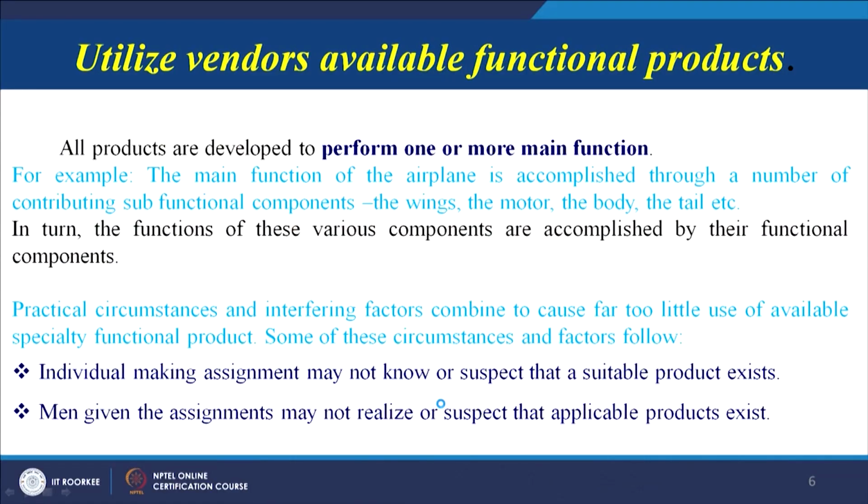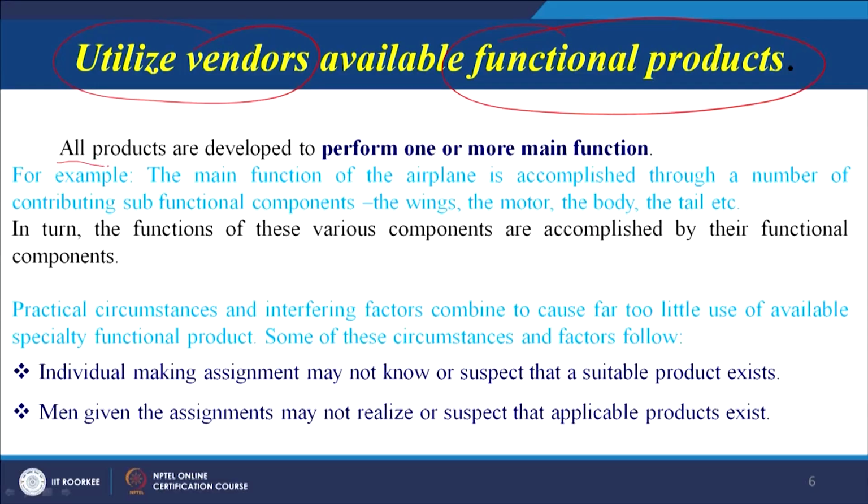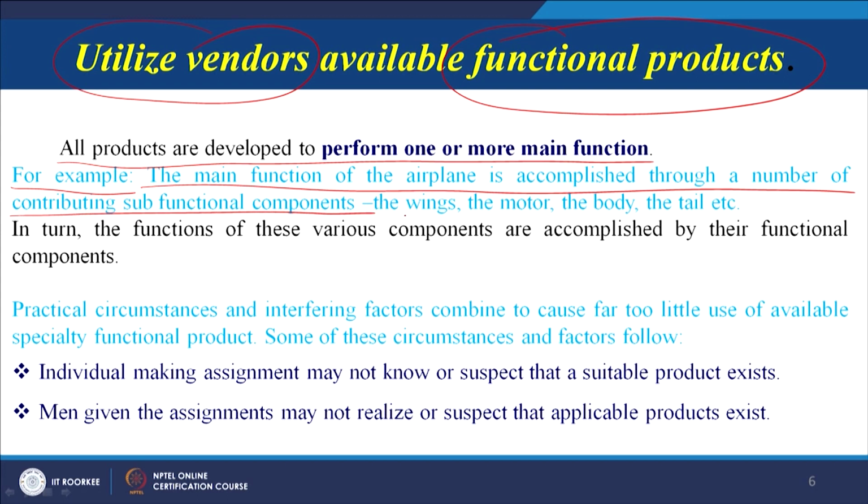Now, utilize vendors' available functional products. From our vendors, some of the functional products may be available, so we must take advantage of the functional products which can be supplied by our vendors. All products are developed to perform one or more main functions. For example, the main function of the airplane is accomplished through a number of contributing sub-functional components: the wings, the motor, the body, the tail, etc.